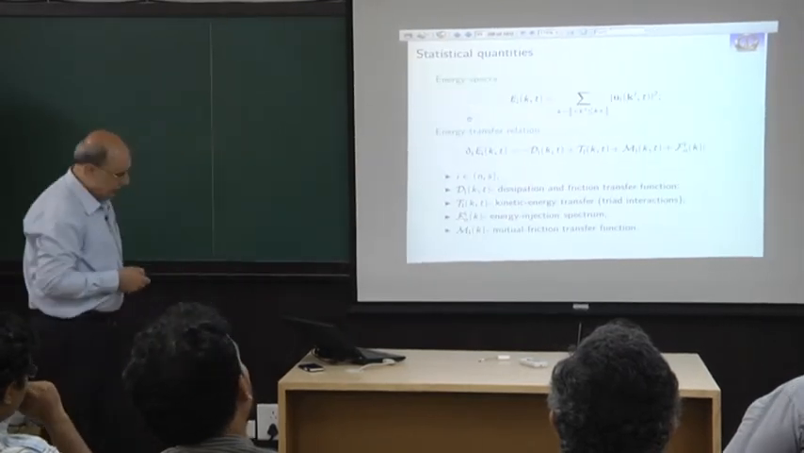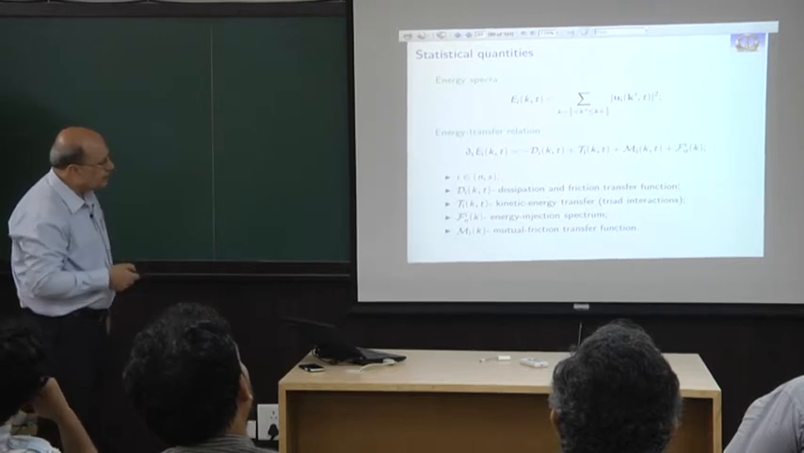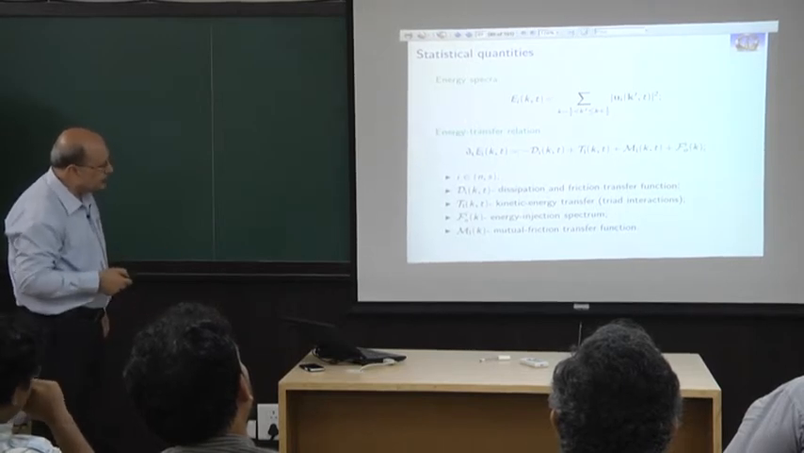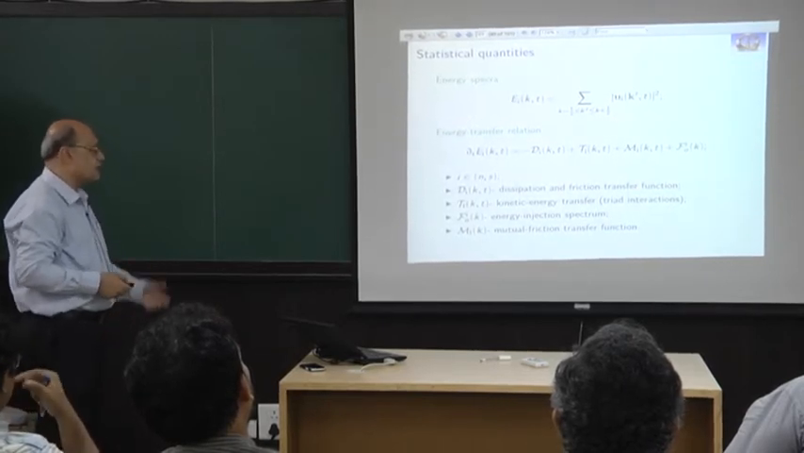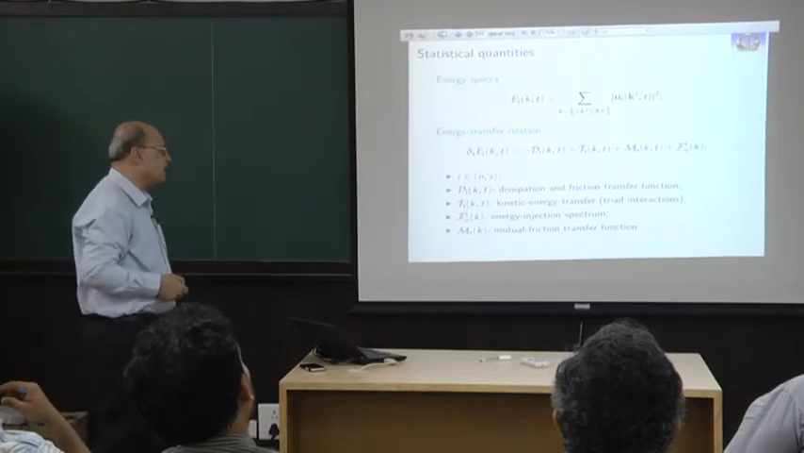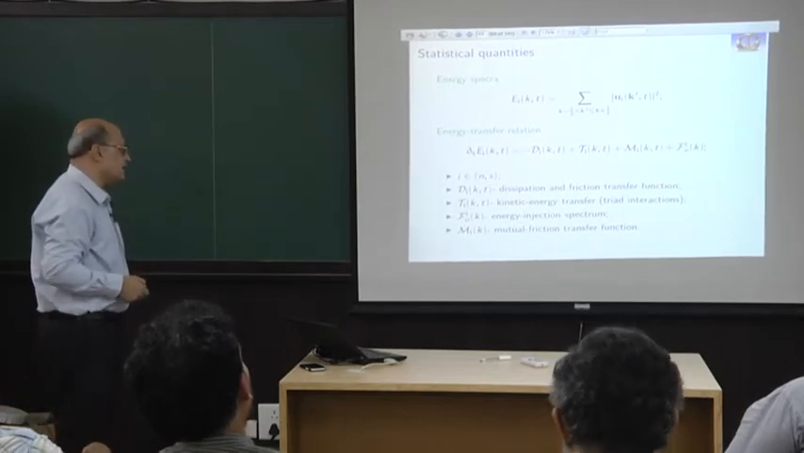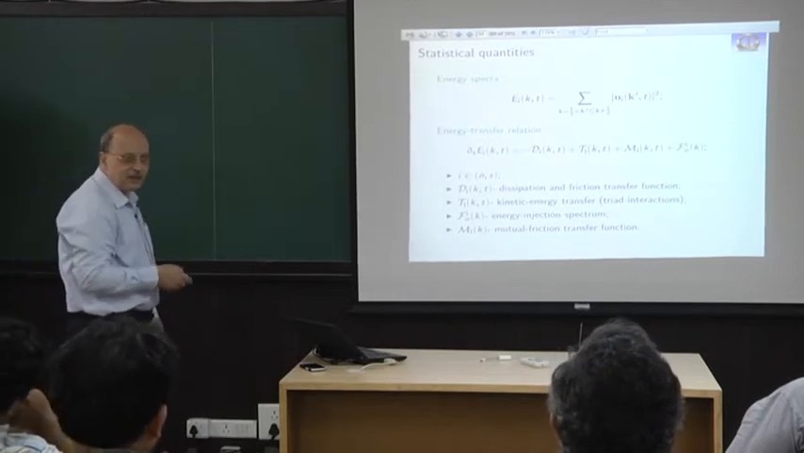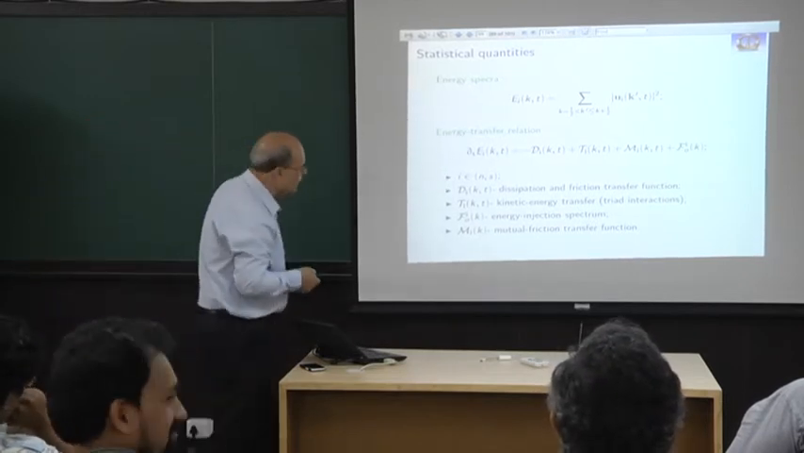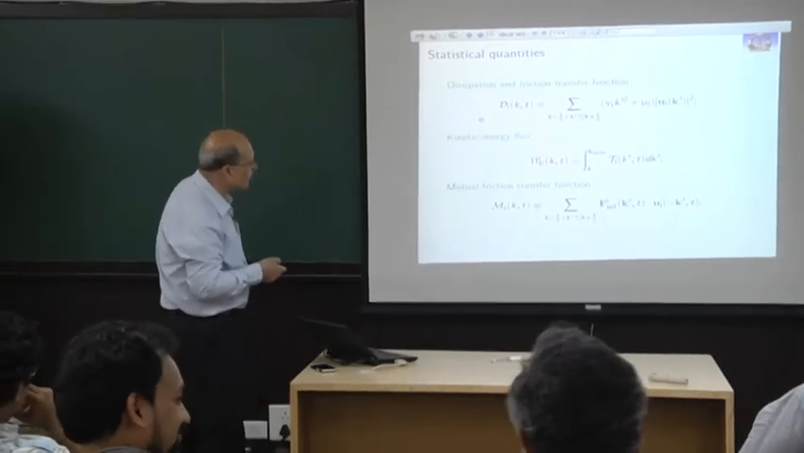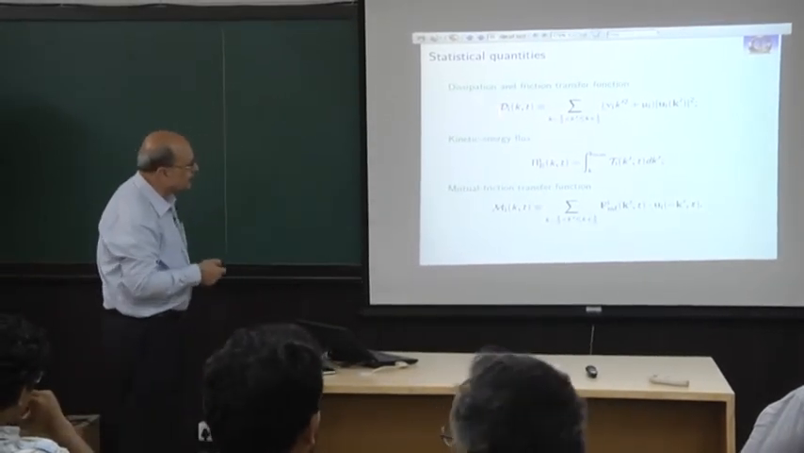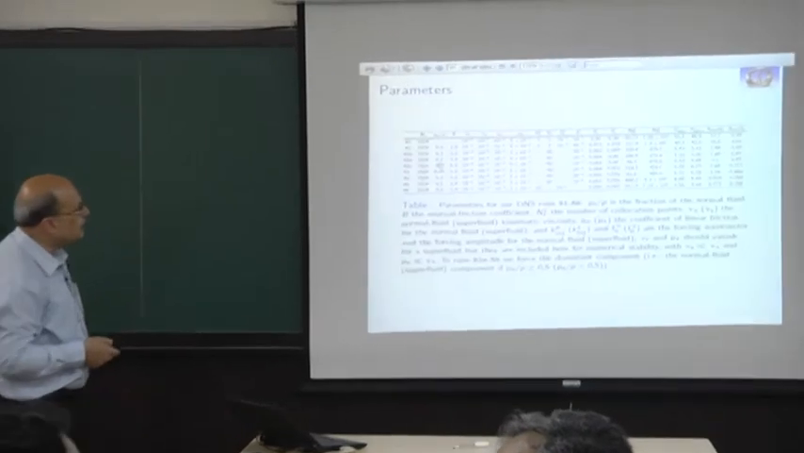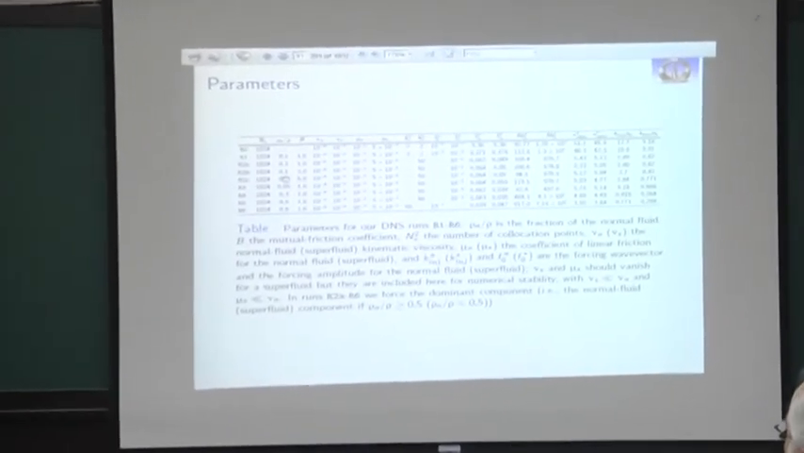Okay. So like all people in classical turbulence now, we calculate energy spectra, various transfer functions, dissipation. This is really for the experts. So don't worry, if you don't like transfer functions, ignore it. But they're all defined here, okay, in terms of various things. But let's just look at some data.